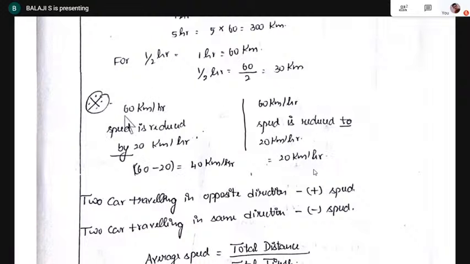Again I'm saying, a car is traveling at 60 km per hour and the speed is reduced by 20 km per hour.